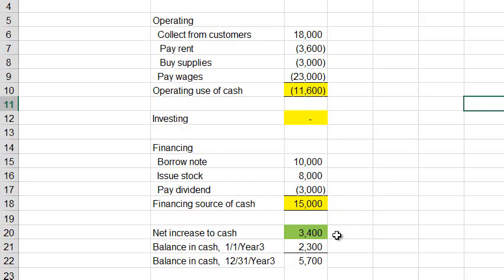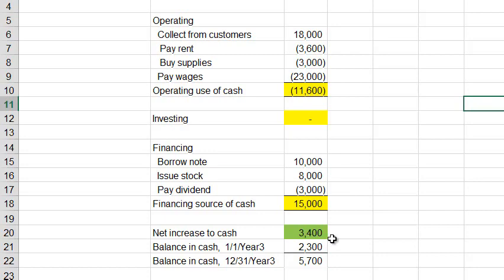So here, operating, we had a net operating use of cash of 11,600. That's why that's a negative number. There were no investing cash flow transactions. And financing generated cash. There was a net financing source of cash of 15,000. So minus 11,600 plus 0 plus 15,000 is where the 3,400 came from.